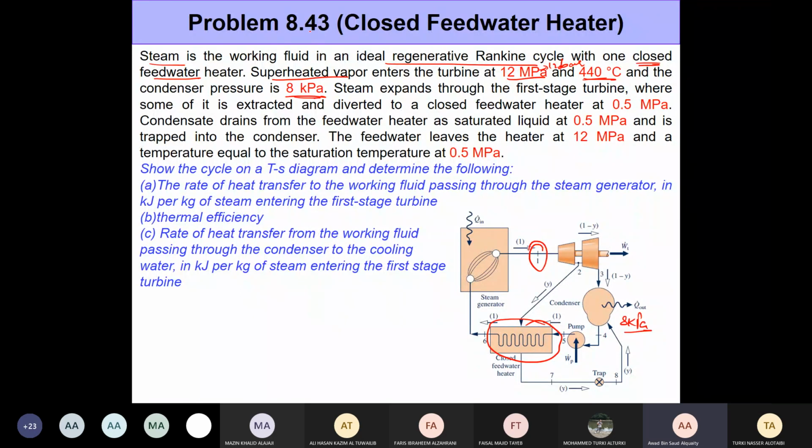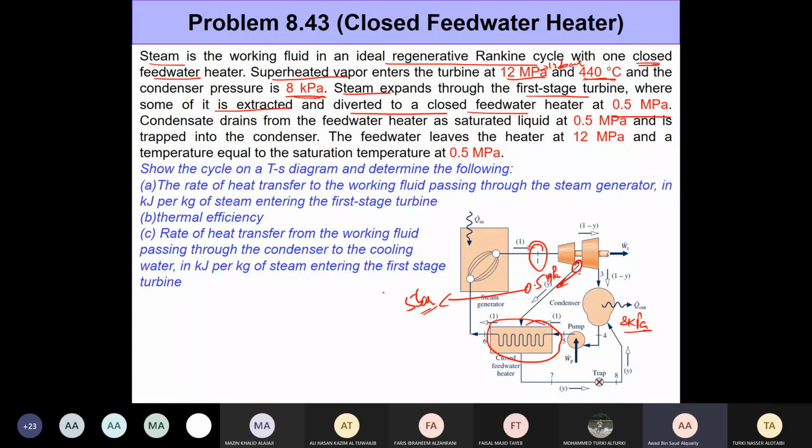Now, steam expands through the first stage turbine, where some of it is extracted and diverted to the closed feed water heater, which is operating at 0.5 MPa. So as expected, the steam expands and some part of it is extracted to be sent to the feed water heater, and the rest continues to expand within the second stage of the turbine. And this extraction is occurring at 0.5 megapascal or 5 bar. This is where you're extracting it.